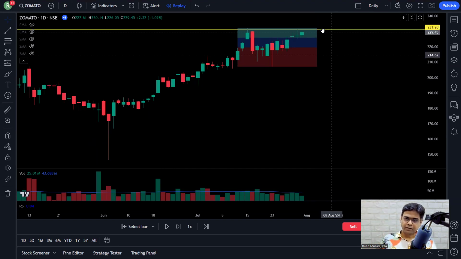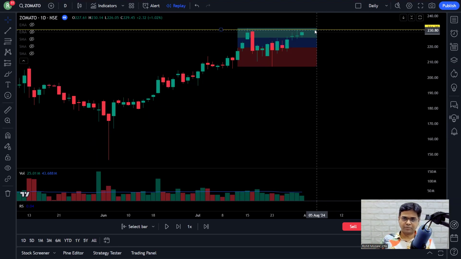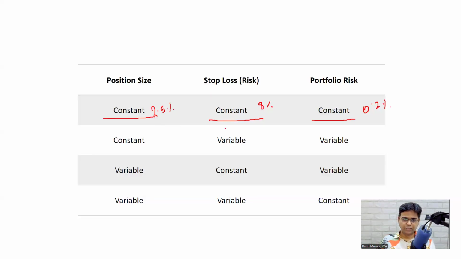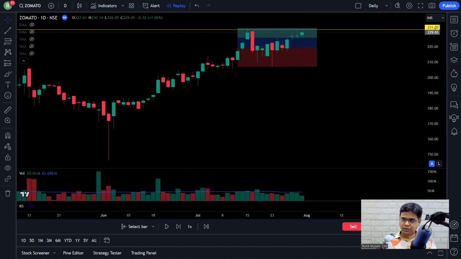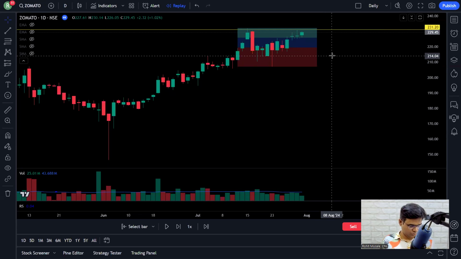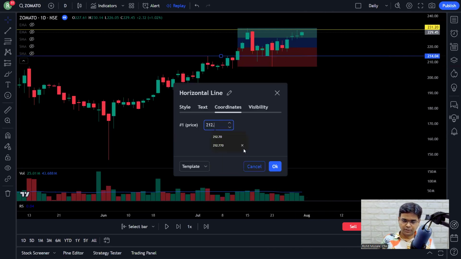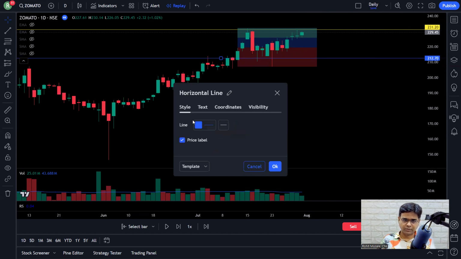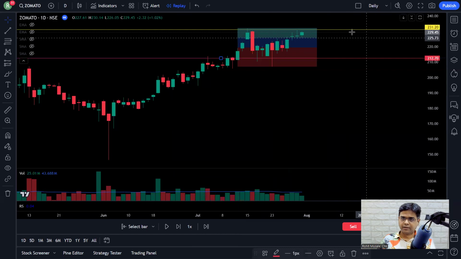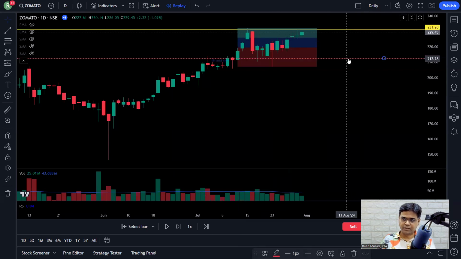Now, let's say as per the first system, I am putting 2.5% here, which is 231.20, and my stop loss is at 8%. So what is 8% stop loss on 231.20? So 0.92 multiplied by 231.20 is 212.70. That's my stop loss. You see this red line? This is my buy price and this is my stop loss.